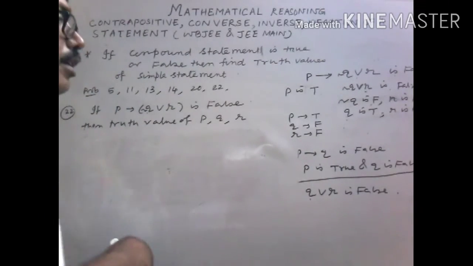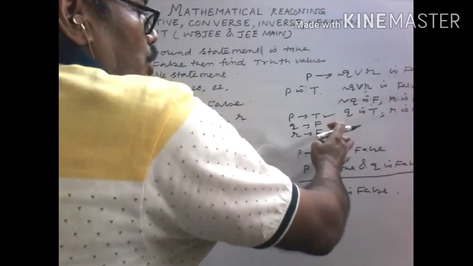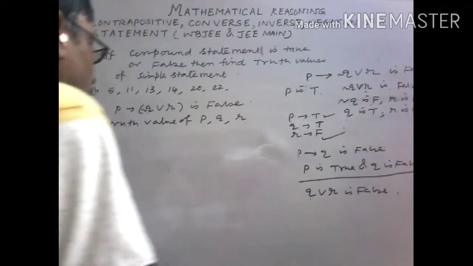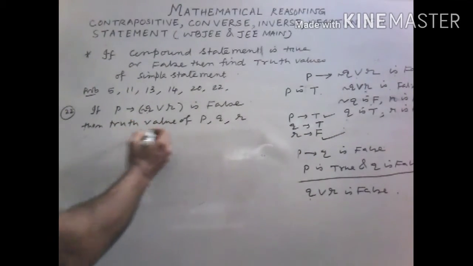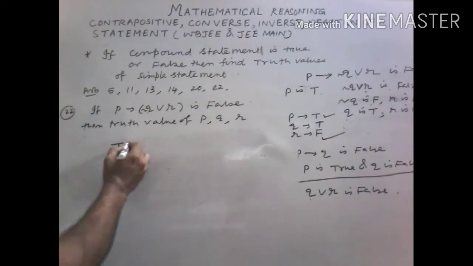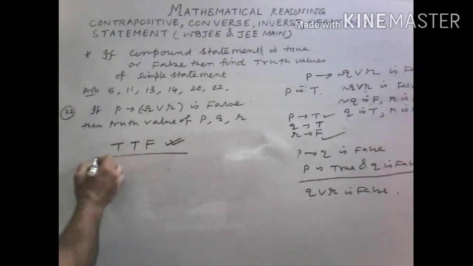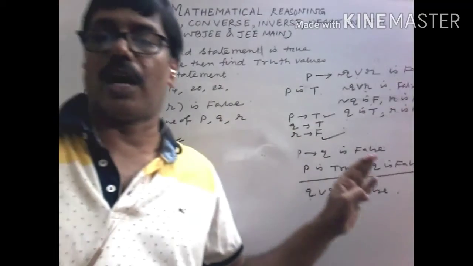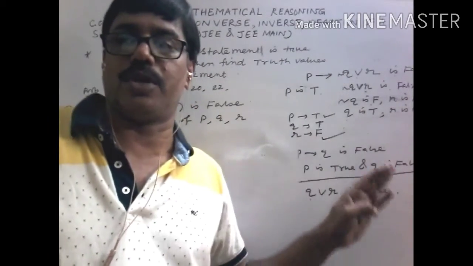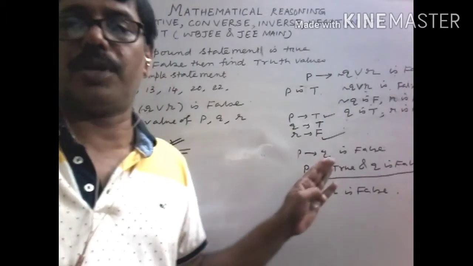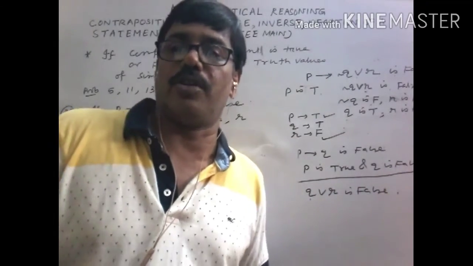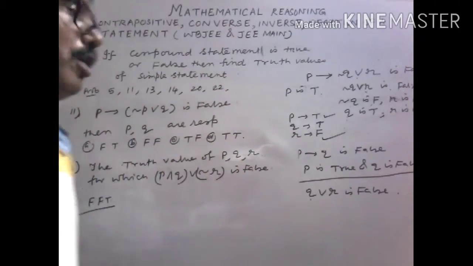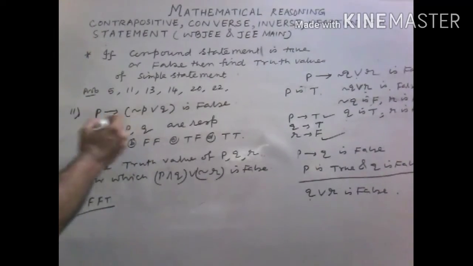So finally what are we getting? P true, Q true, negation Q false, and R false. So what is the truth value of PQR? TTF will be the final answer. To solve this type of problem, we need only the idea of truth values of four connectives: P arrow Q, P double arrow Q, P disjunction Q, P conjunction Q.